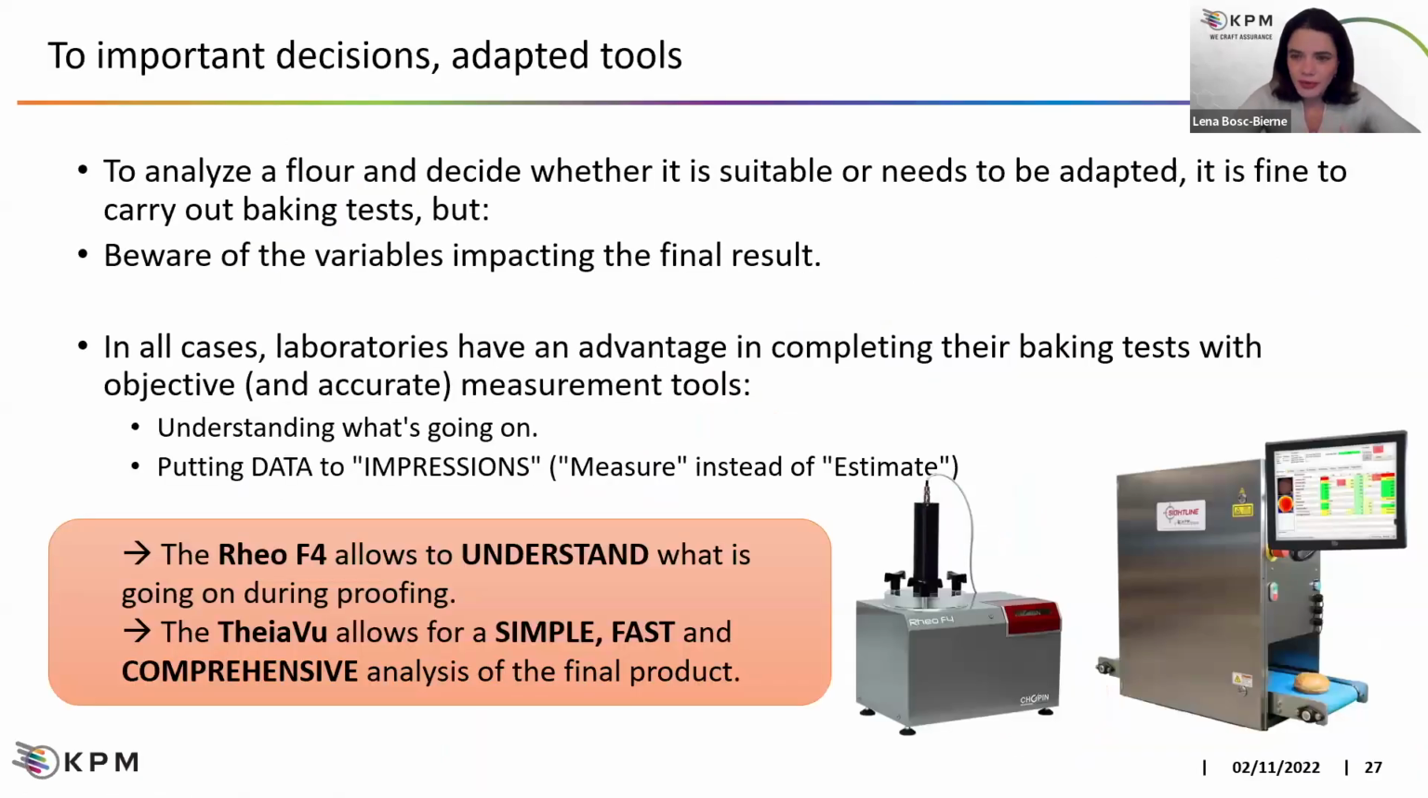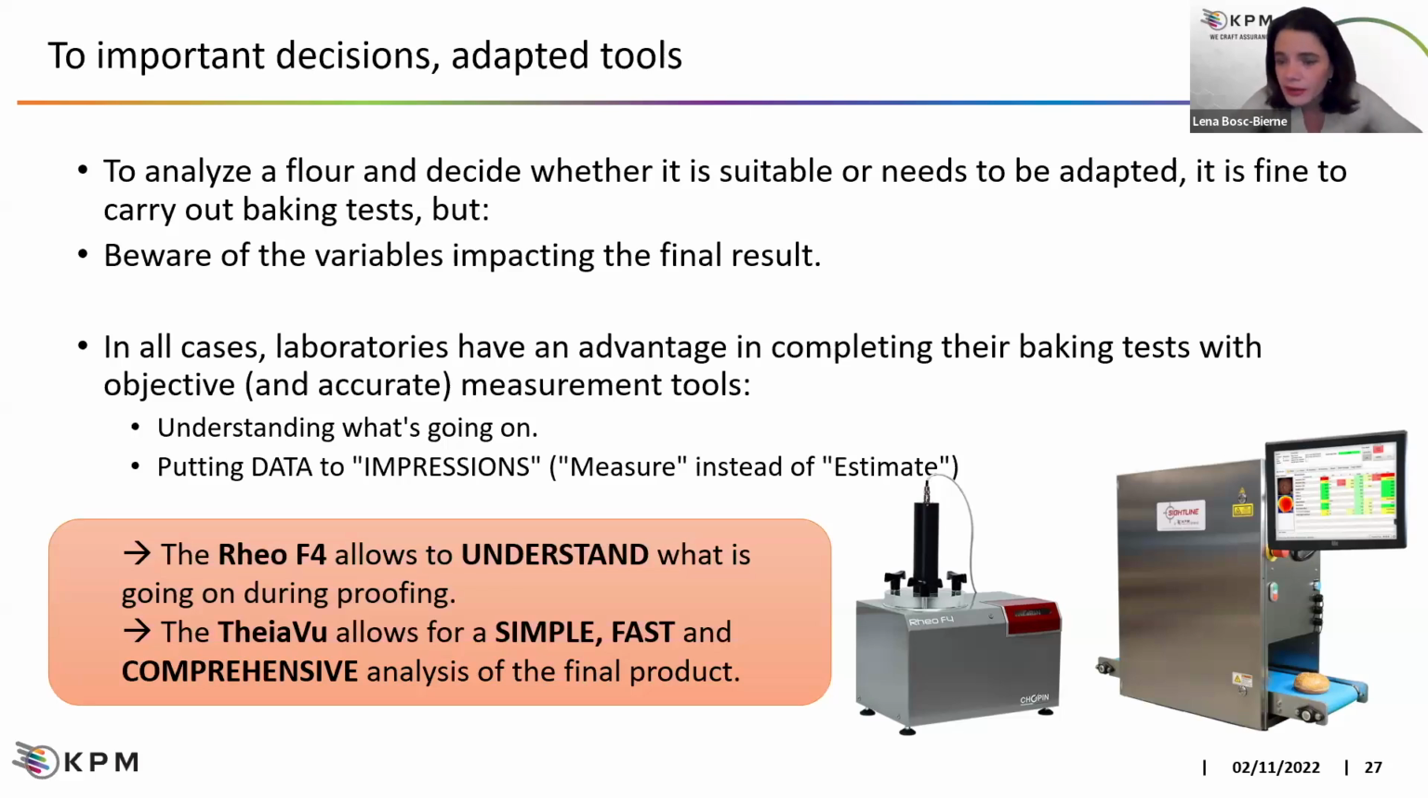So to sum it up, today baking tests allow us to make important decisions about formulation, about process, about external temperatures, to analyze a flour and decide whether or not it is suitable for my specific process, to analyze the impact of ingredients. But we need to be aware of the variables impacting the final results and the dose of subjectivity in these tests. Whatever the case, even if you are working with the most qualified operators and the most expert bakers, every laboratory making baking tests would have an advantage in completing their trials with objective and accurate measurement tools, just to understand what's going on.